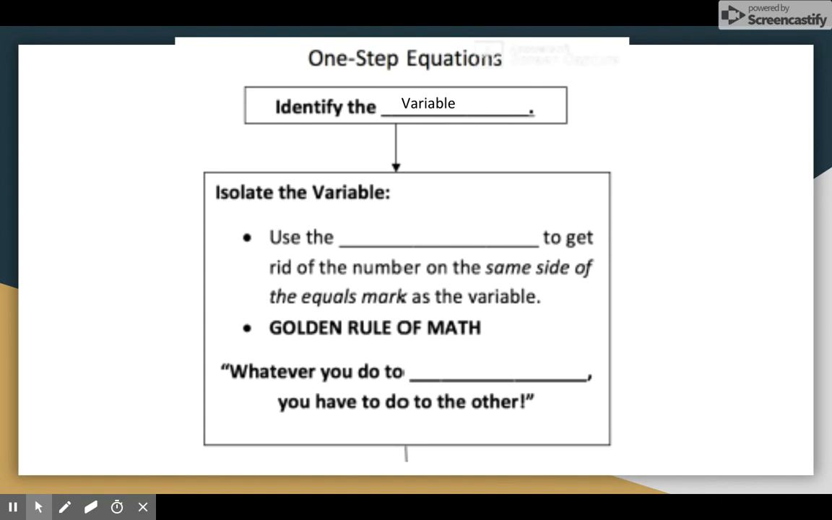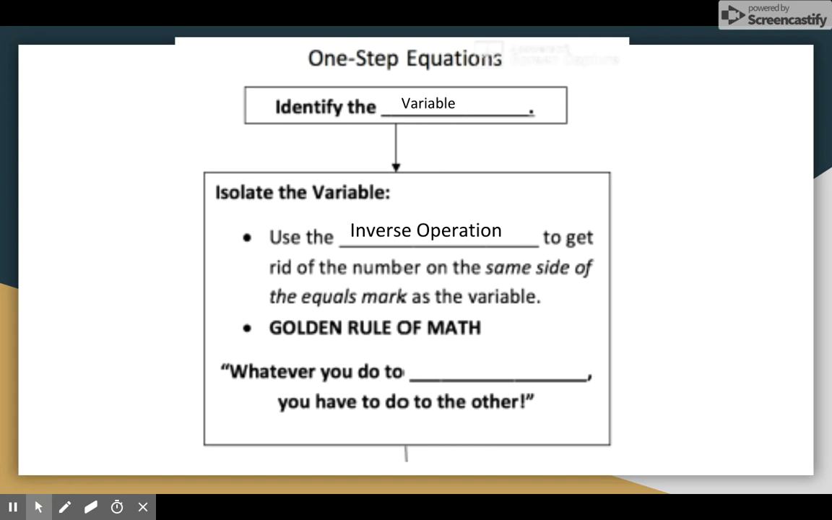Our next step is to isolate the variable. So when we say isolate the variable, we want it to be the only thing on the side of the equation. So what we're going to do is use the inverse operation, like we talked about in the last slide, to get rid of the number on the same side of the equal mark as the variable. So whatever is on the side of the variable that is not the variable, we want to get rid of, and we're going to use inverse operations.